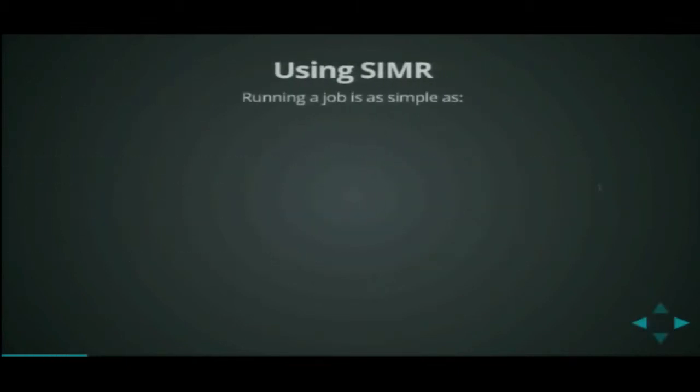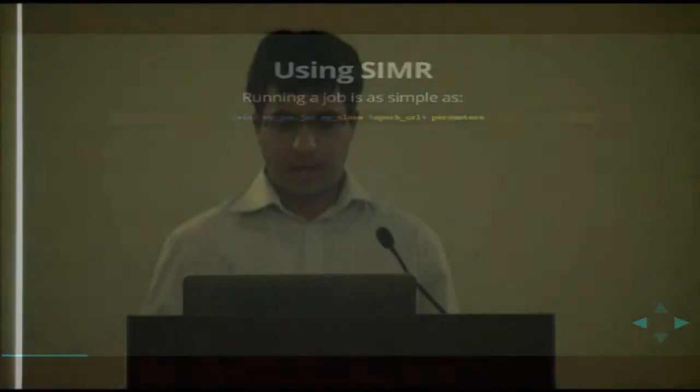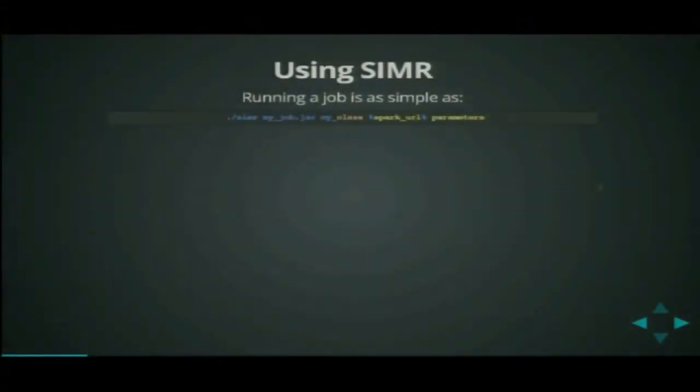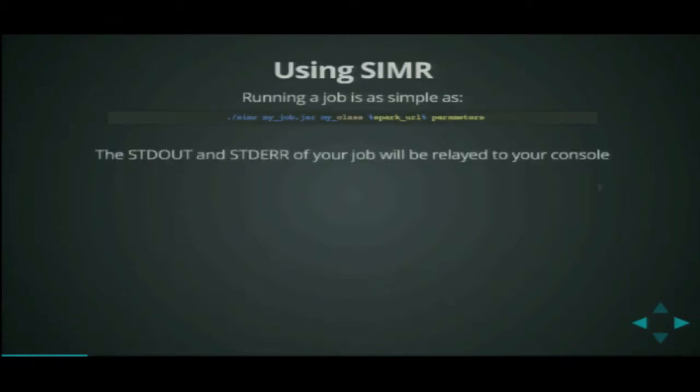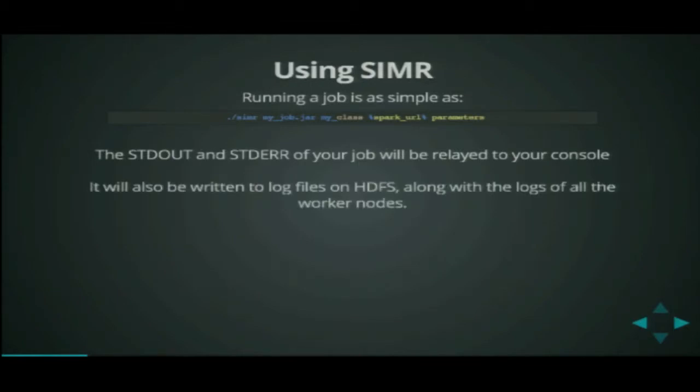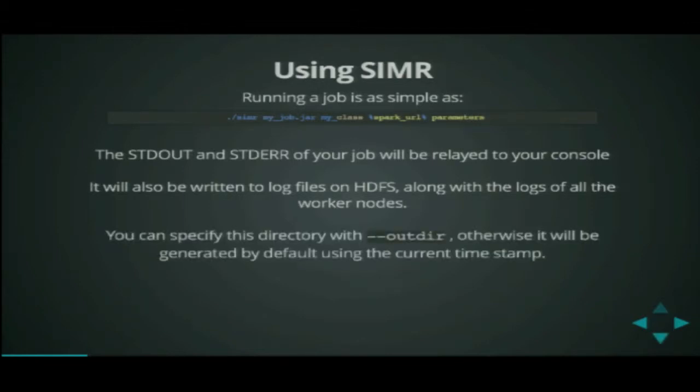Using SIMR, running a job is as simple as providing your job jar, your main class that will run the Spark job, and this special parameter, a Spark URL. I'm sorry if you can't really read that. You simply give it this specialized parameter and then your normal parameter list for the job. The standard out and standard error of your job will be redirected to your console, and everything will be saved as log files on the HDFS, including output of worker nodes. You can specify this out directory yourself, otherwise it'll automatically be generated for you.